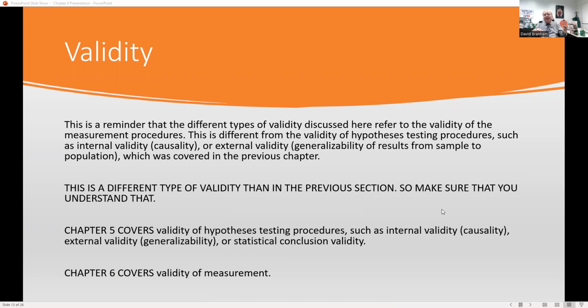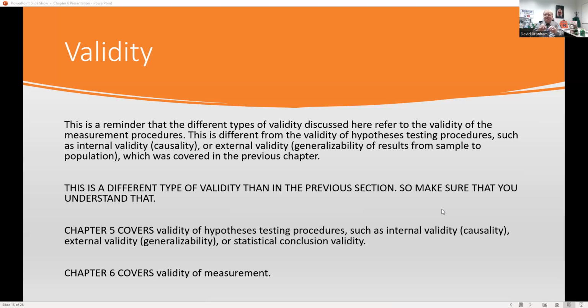Remember that chapter 5 covers the validity of hypothesis testing procedures, internal validity being empirical analysis at the experimental design. That is the highest internal validity that you can have because it establishes causation better than any other statistical measure. External validity is the ability to generalize to the population. That's what we covered in chapter 5.